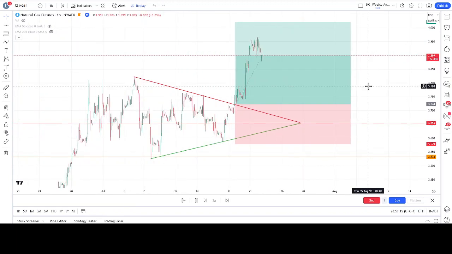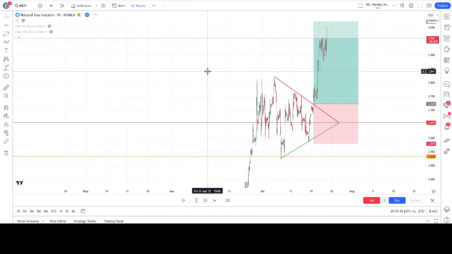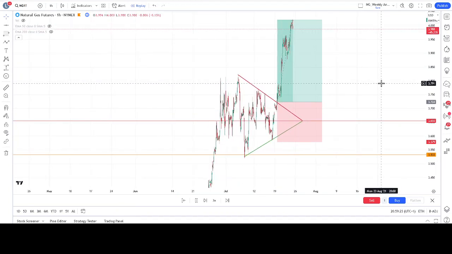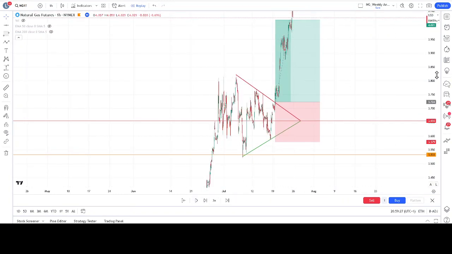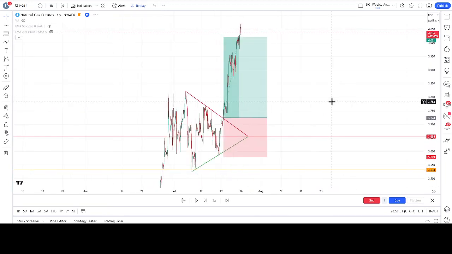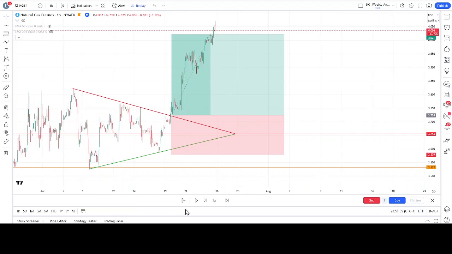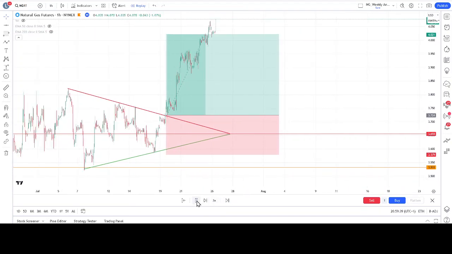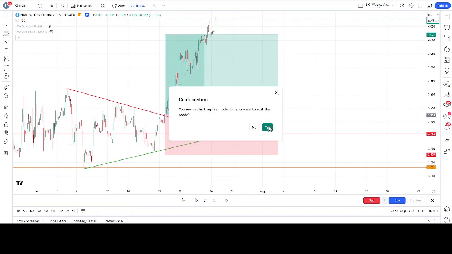Okay, there you go. Still not hitting the target. Oh, missed. Oh, there you go. So that's our perfect trade for the ascending triangle. Okay, so that's fine. So let me stop this here, and then let me stop the replay here.